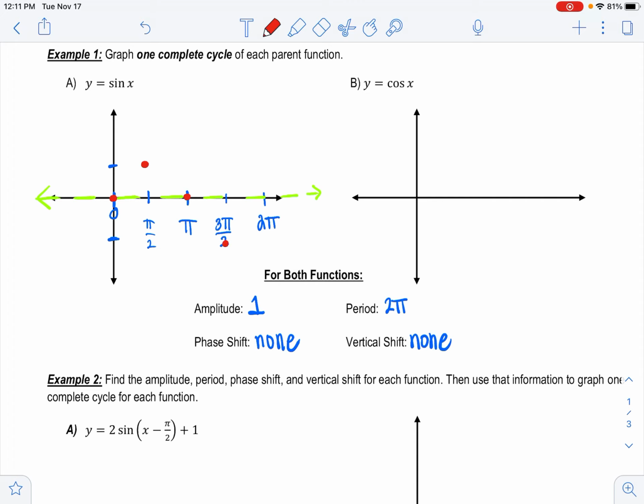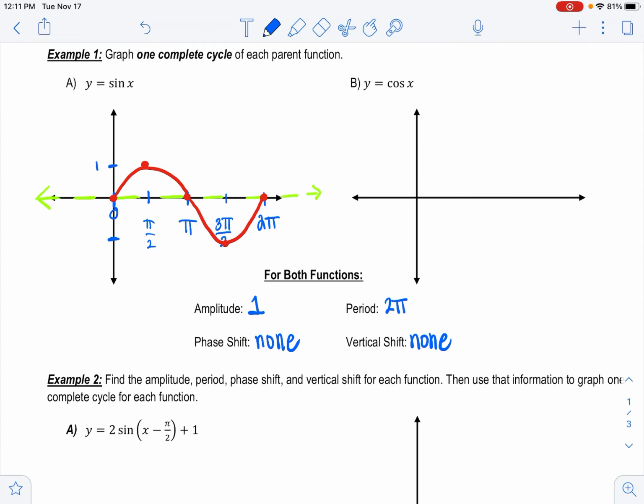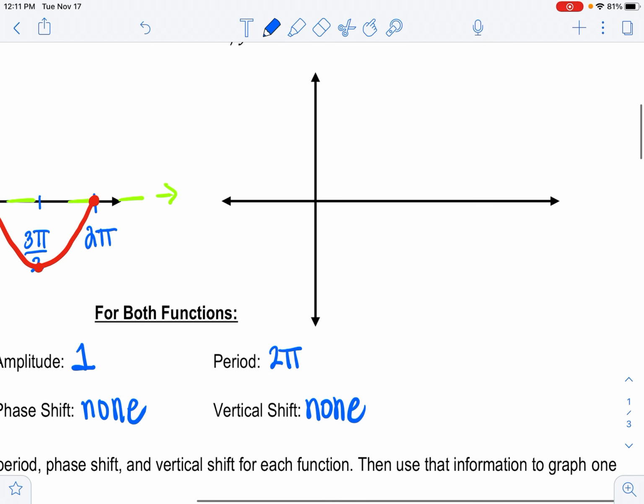Next tick mark, you're the lowest it goes, which is -1. And then the next one, you're on the midline again. So then you can connect those points with a curve, and there's my sine function. There's one thing that I forgot to do that I'll do right now. I want to label this 1 and this -1. Okay? Now let's do the same thing for my cosine function.